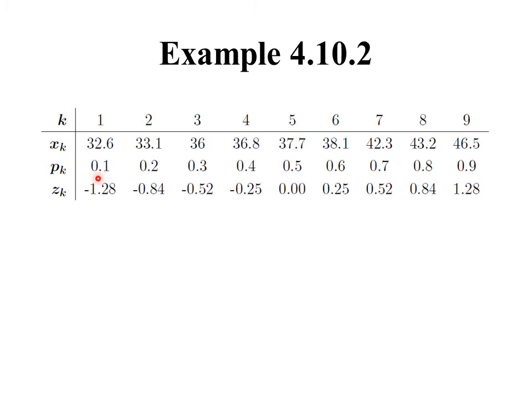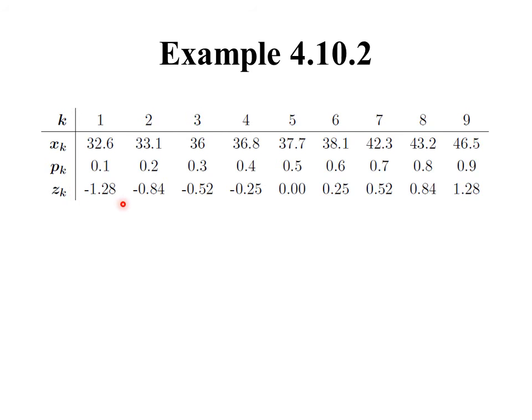And then the next step, we calculate p sub k. To calculate this value, we take k, which is 1, divided by n plus 1. n is 9, so 1 divided by 10. This number is 2 divided by 10, 3 divided by 10, and so on and so forth.